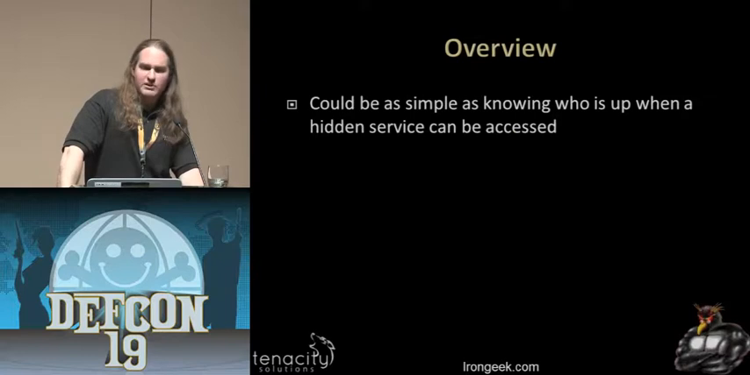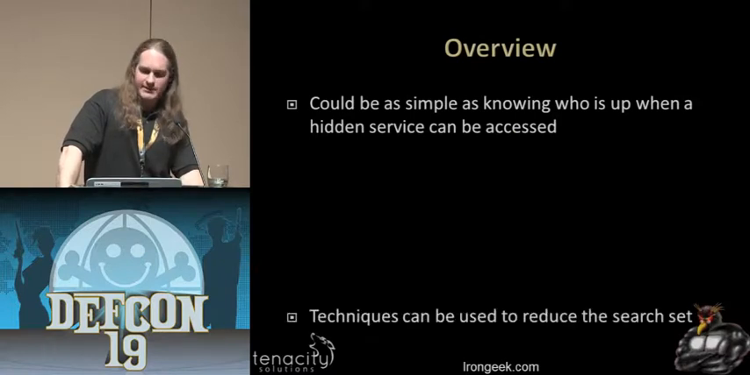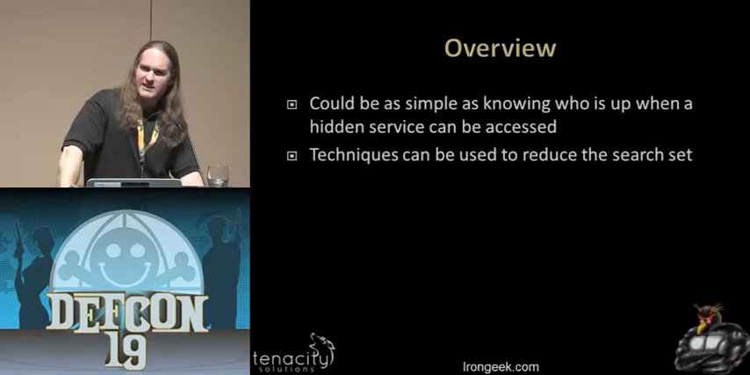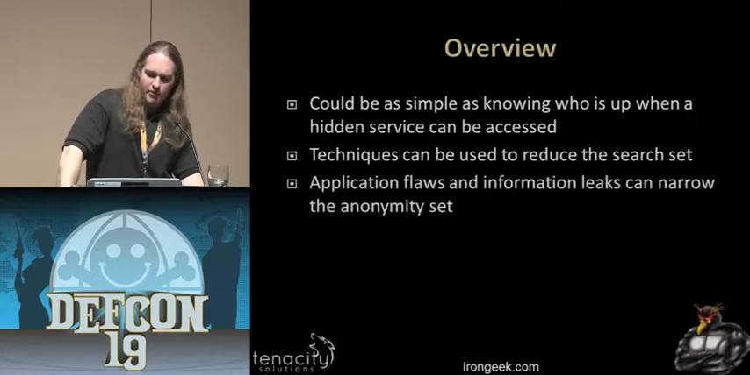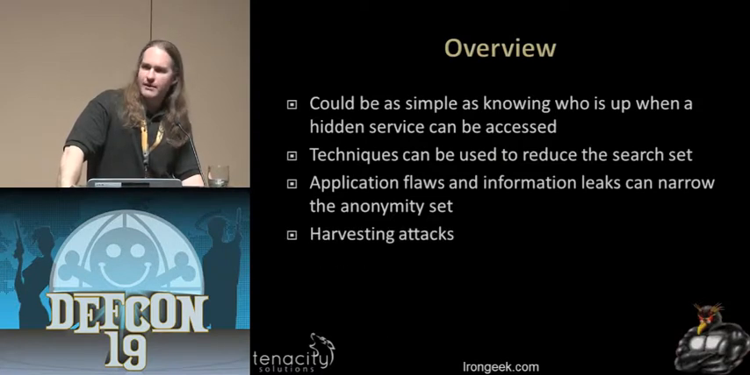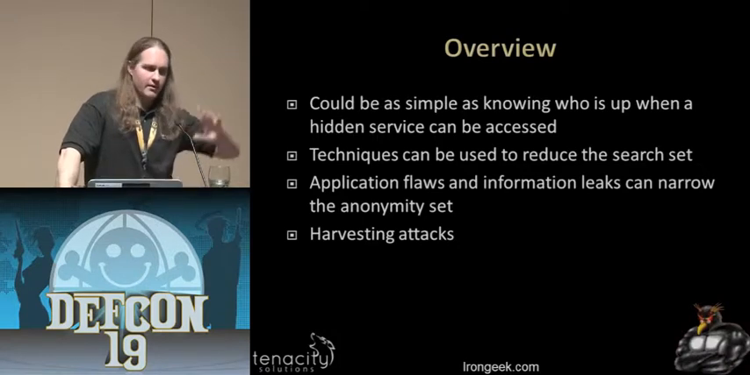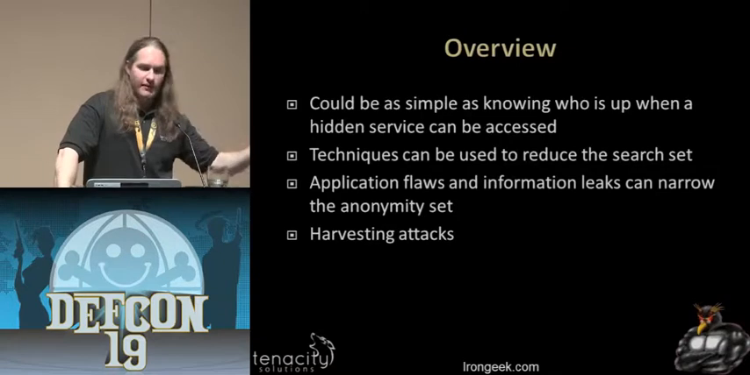This could be as simple as knowing who's up in the hidden service at the same time as the public IP address is available. These techniques can be used to reduce an anonymity set, maybe not necessarily outright reveal someone, but at least help you profile them. You can use various harvesting attacks to find out who's inside of a darknet so that you can try to contact them outside the darknet and use information from that plus the existence inside the darknet to figure out who they are.